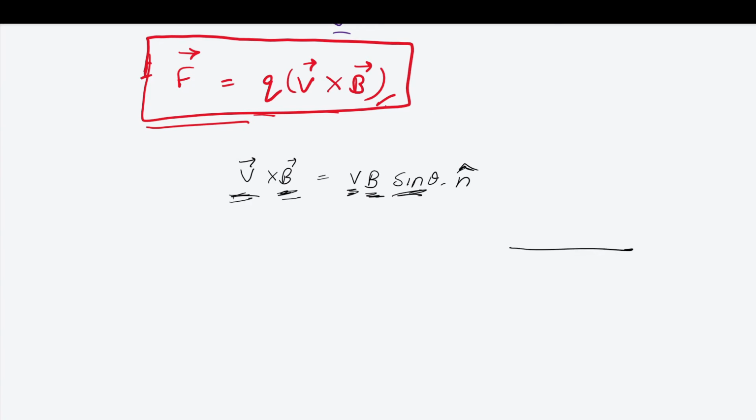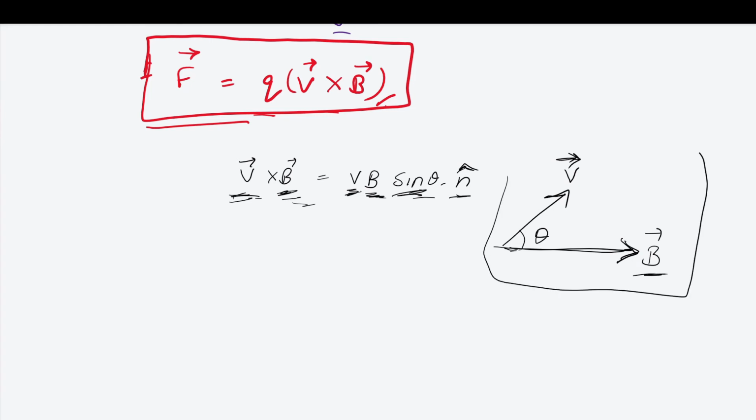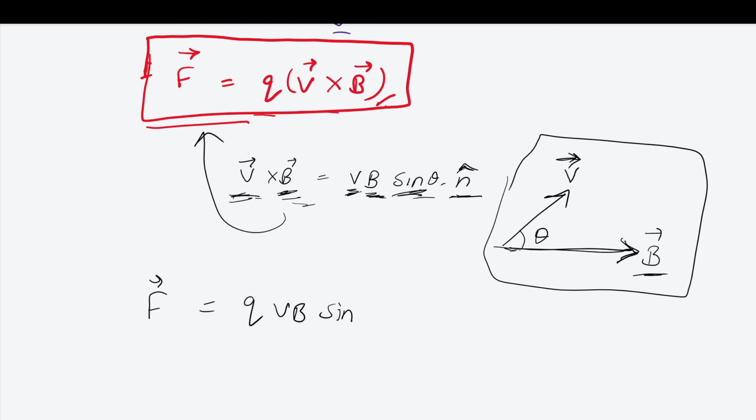If in this direction there is the velocity V of the charged particle, and in this direction the external magnetic field B is applied, and there is an angle theta between V and B, then V cross B can be written as V B sin theta n cap, where n cap is the unit normal vector to the plane containing V and B. According to our right hand thumb rule, we can show the direction of n cap also. So by writing the value of V cross B in this equation, we get F is equal to q V B sin theta n cap.